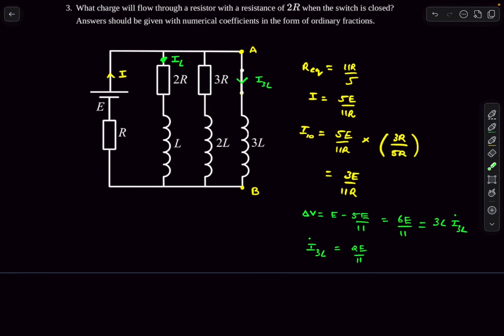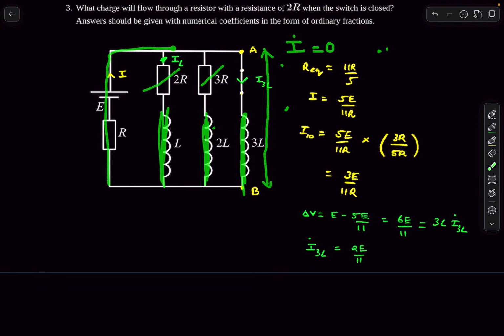Finally, the inductors will be replaced by conducting wires, because the currents in each of these branches would have achieved a steady state. The I dots in individual branches would be just 0, meaning there won't be any voltage drop across the inductors. So if you observe in this branch, there is no voltage drop. It's kind of like short circuiting these two resistors. So finally, the total current leaving the battery would just be E divided by R.